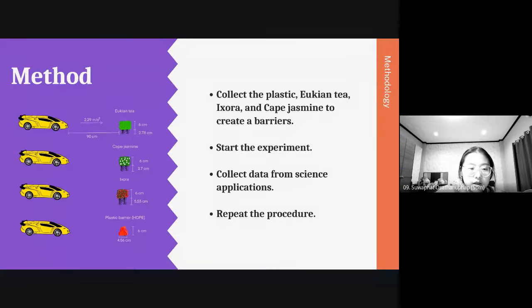As you can see on the left side of the slide, this is our experimental design, which shows the size of the barrier, the type of barrier, the distance between the car and the barrier, and the car acceleration.